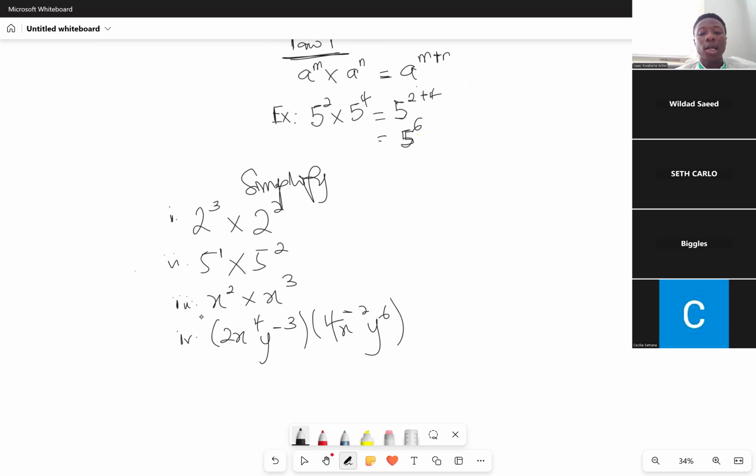Let's look at this together. There are a few things I want to see before you even begin. Number one is when you have a number standing on its own, example 5, it means the power.